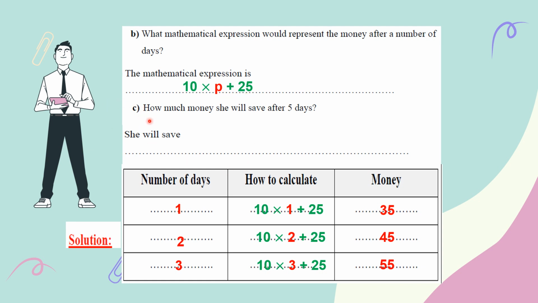In letter C, how much money will she save after 5 days? So we will represent 5 days here. It will be 10 times 5 plus 25, which equals 75 LE.